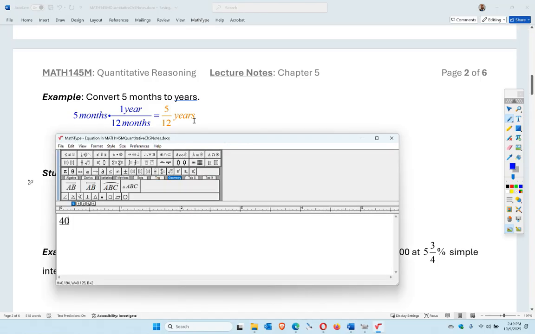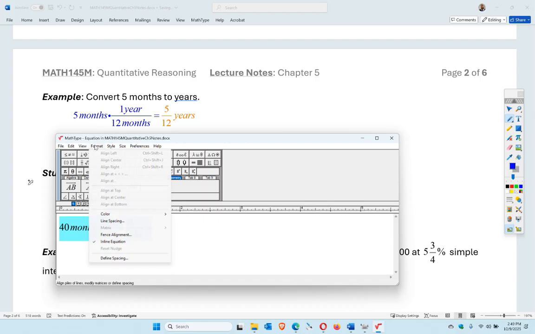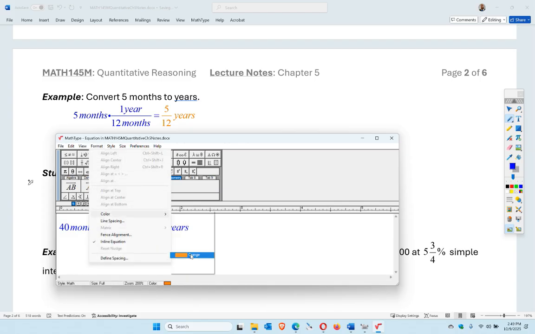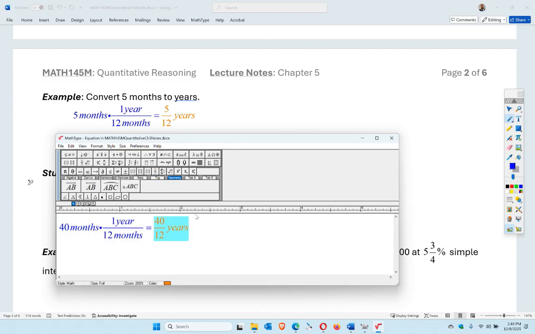So we're going to do 40 months, right? And then we're going to do times a ratio, which is 1 year to 12 months. Okay. So format color blue. So that's going to give me the months will cancel. So that's 40 over 12 years. That's more than fine. Yes, your grade school teacher said you had to simplify fractions. That's not actually true. That's more than fine to put in the computer.